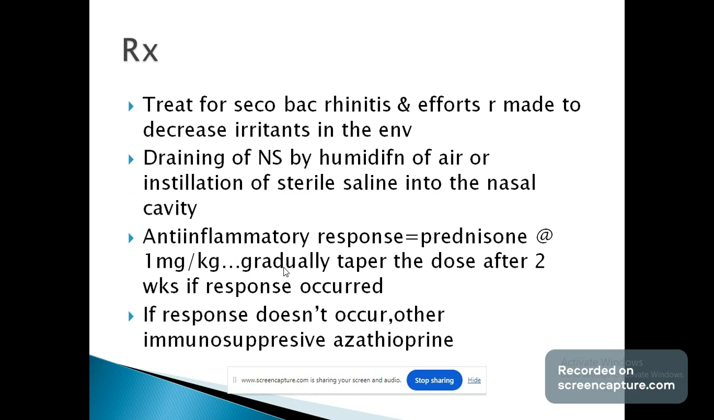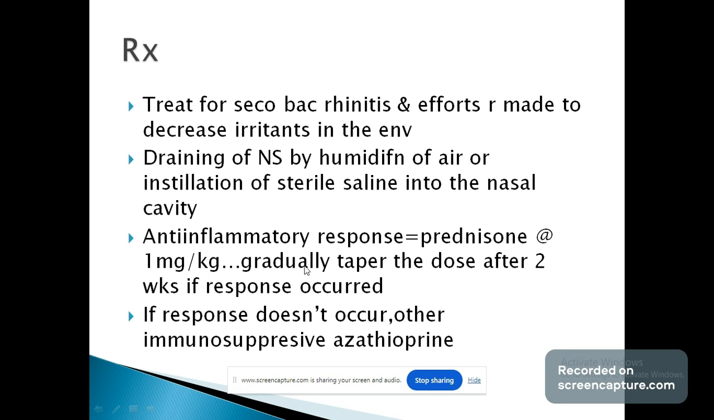Treatment of idiopathic canine lymphoplasmacytic rhinitis: treat for secondary rhinitis, and efforts are made to decrease irritants in the environment. Drain the nasal discharge by humidification of air or instillation of sterile saline into the nasal cavity. For the anti-inflammatory response, you can use prednisolone.